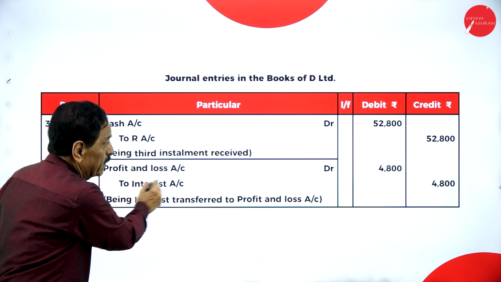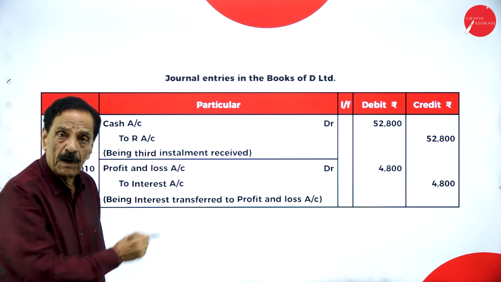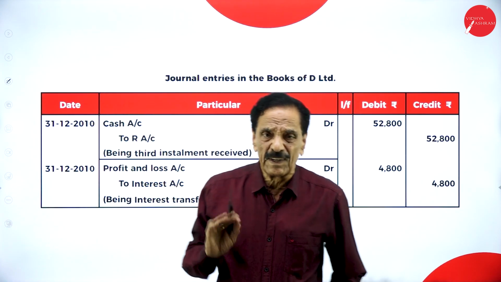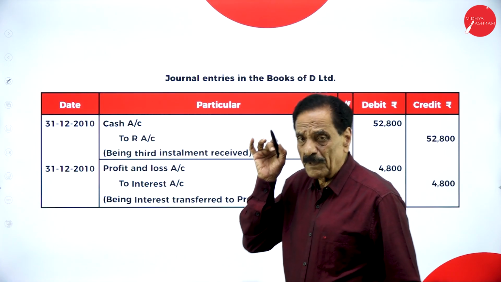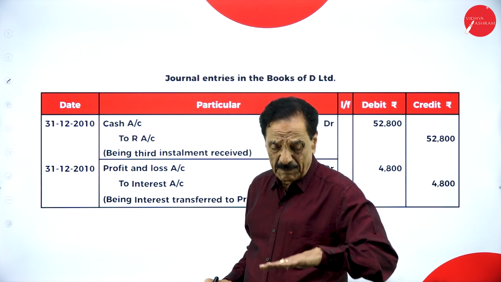Then cash account debtor to purchaser account 52,800. Transfer entry, profit and loss account debtor to interest account. These are all the entries we have done. This is in the books of the seller.